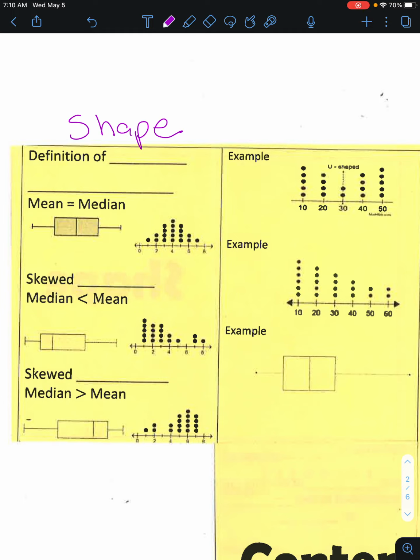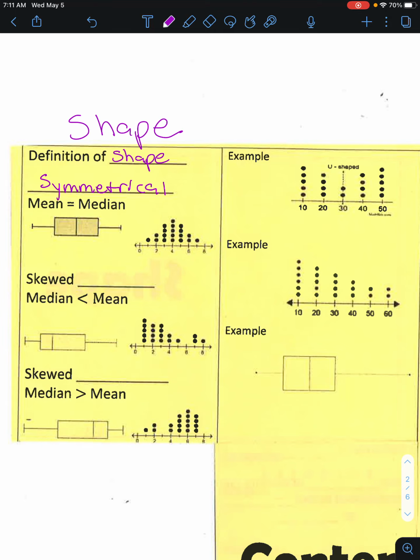Now, the definition of shape is how the graph or the data is clustered. When it looks like this, where it's got a nice steady rise and a fall, and it's pretty even on both sides, this is called symmetrical. If it's got a nice center and is even on either end of a dot plot, and if its whiskers are the same sizes and the two pieces of the box are the same sizes, this would be a symmetrical box plot. So we have a symmetrical box plot and a symmetrical dot plot.